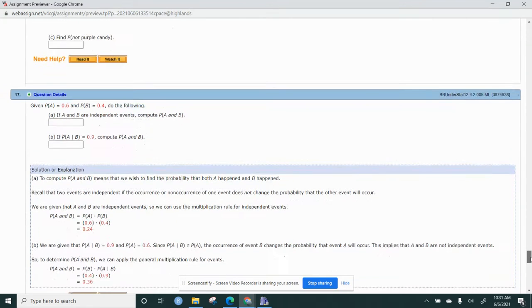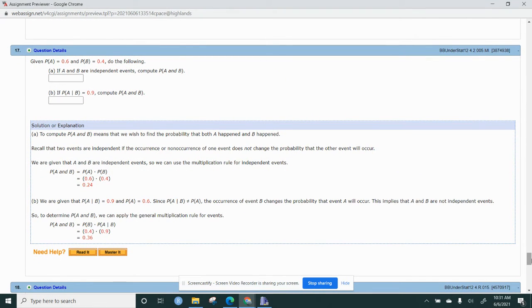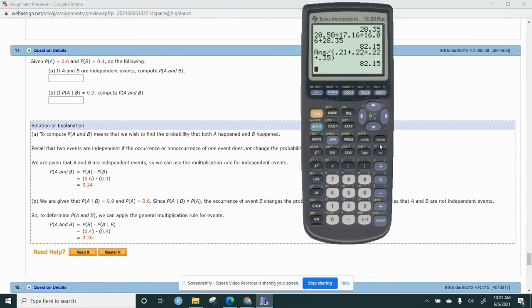So let's go ahead and do number 17. And this is another probability problem. It shows you how to do the answer, but I'm going to talk it through and that may help you. Okay. All right. So the first thing, I'm given the probability of event A is 0.6.